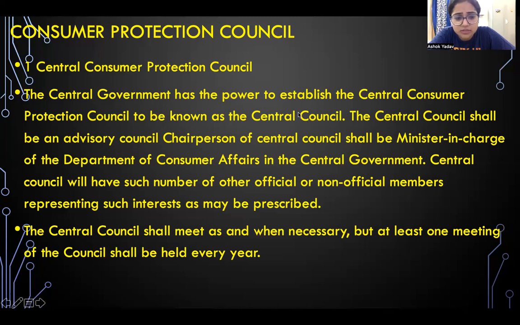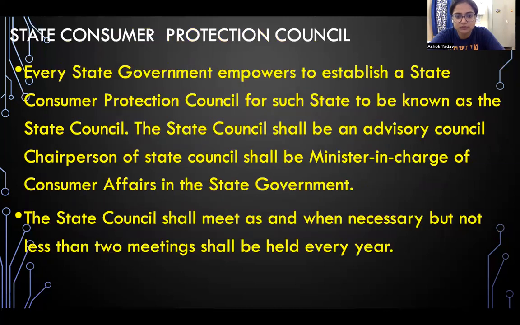And the Central Council shall be an advisory council, an advisory body, and the chairperson of the Central Council shall be the minister in charge of the Department of Consumer Affairs. So the CCPC, that is the Central Consumer Protection Council, is an advisory body, and the chairperson is the minister in charge of the Department of Consumer Affairs in the central government. The Central Council will have such number of other official or non-official members representing such interests as may be prescribed, and they shall meet as and when necessary, but at least one meeting of the council shall be held every year. They can meet as many times as they want, but one meeting in a year is mandatory. They have to follow that protocol, at least once in a year.